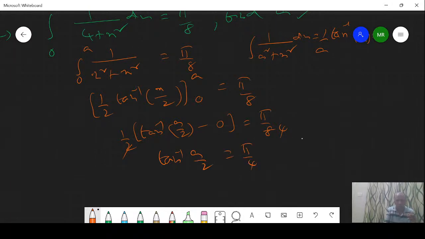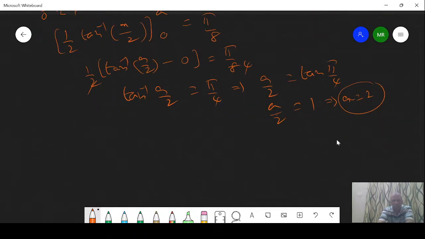So you can observe here tan inverse a by 2, I got pi by 4. Then I can write a by 2 is equal to tan pi by 4. Clearly we know that tan pi by 4 is 1. So this will become a by 2 is equal to 1. Then a is equal to, by cross multiplication, a is equal to 2. So this is the value of a. Answer: a is equal to 2, because tan 45 is 1. This is how I got the value here.